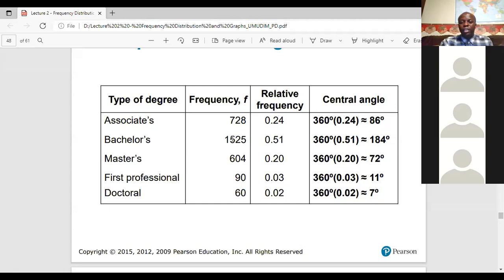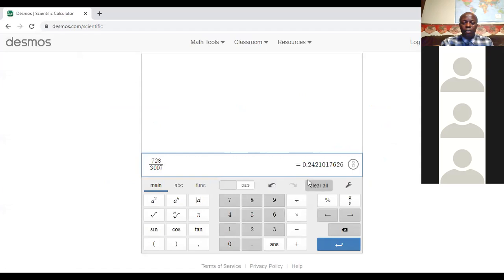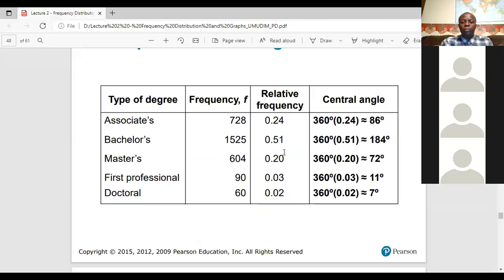So to get the other one, we divide 1525 by the total we have. Let's do it, 1525 divided by a total of 3007. 0.50714. So you round it to two decimal places to give you 0.51, which is what you're going to see from our note. So that's how we get all these numbers. You divide each of them by the total. So this 0.24 means 24%. This one means 51%. This one means 20%, and so on.